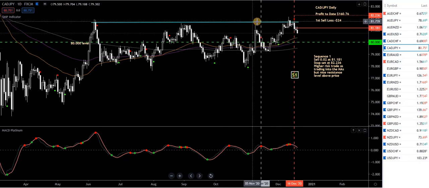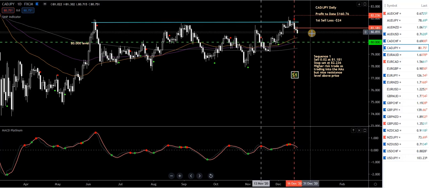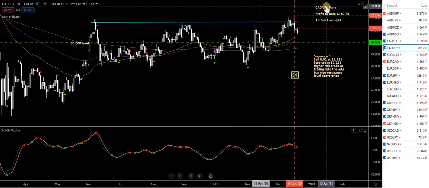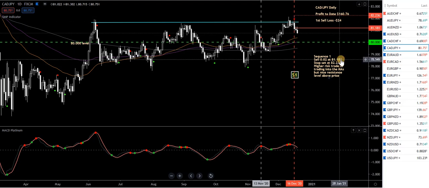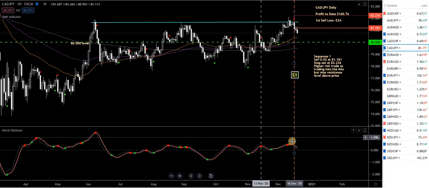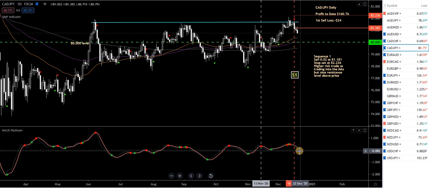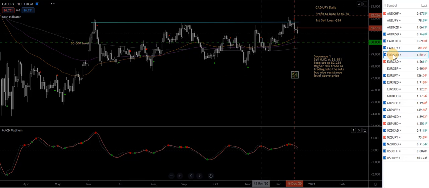There's a good resistance level up here. Stop in place. You can read my notes. It's a slow moving pair. This is not really one to get excited about, but we'll see how we go. MACD Platinum still above the zero level, getting close to it, so I might look at some trade management.